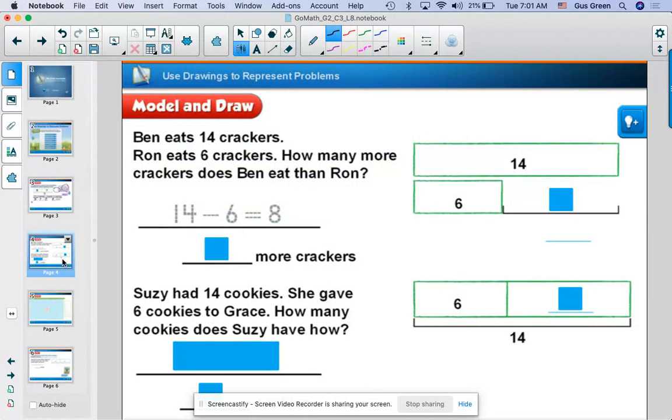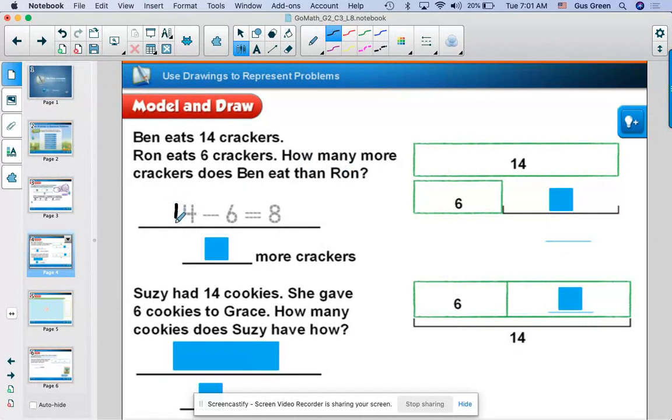All right, let's try another problem. On this one, again, here's the bar model, and even though it's a little bit inverted, the big bar that goes all the way across is the total, and then you have part and part with an answer. Okay, so let's read this one. Ben eats 14 crackers. Ron eats 6 crackers. How many more crackers does Ben eat than Ron?